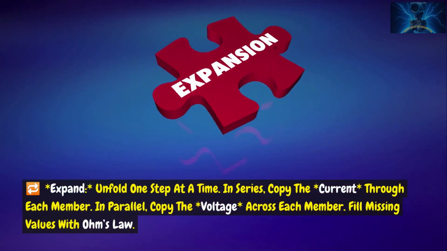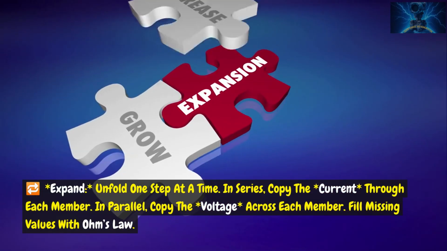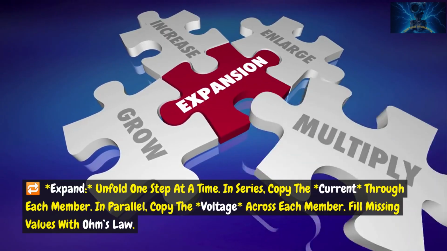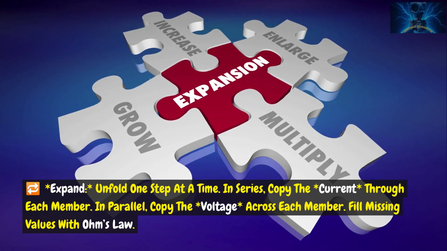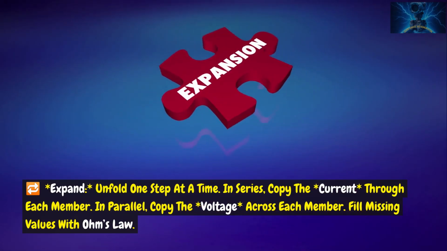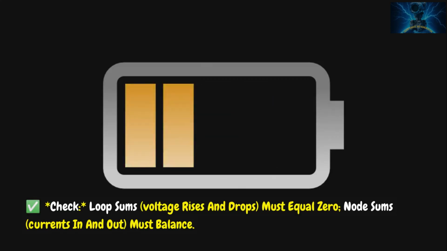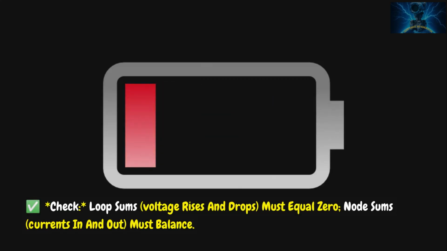Expand. Unfold one step at a time. In series, copy the current through each member. In parallel, copy the voltage across each member. Fill missing values with Ohm's law. Check. Loop sums, voltage rises and drops, must equal 0. Node sums, currents in and out, must balance.